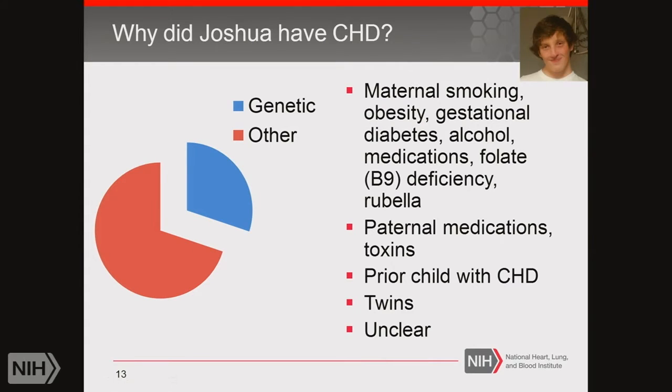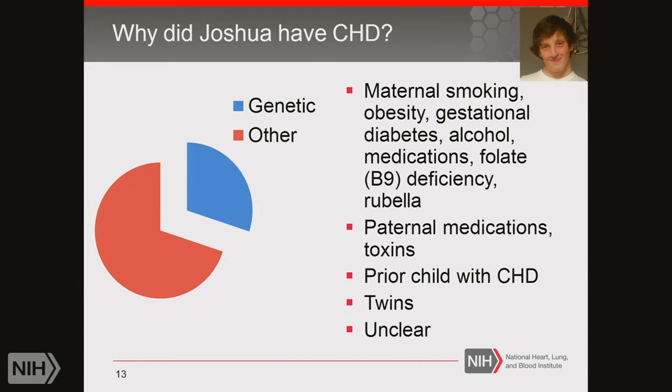Why does Joshua have congenital heart disease? Roughly a third of congenital heart disease has a genetic cause. Mostly we're finding out now these are de novo mutations, although there is some familial congenital heart disease. There are also maternal and paternal factors. Yes, it's not always the mother's fault. That are associated with an increased risk of congenital heart disease.